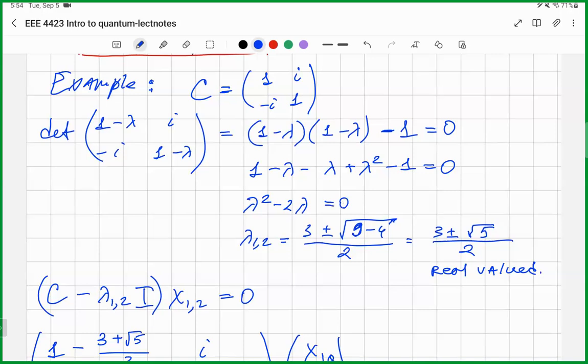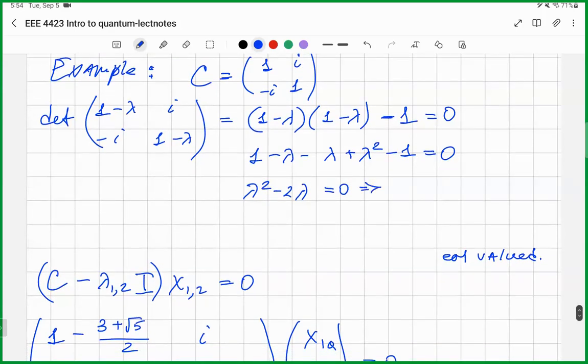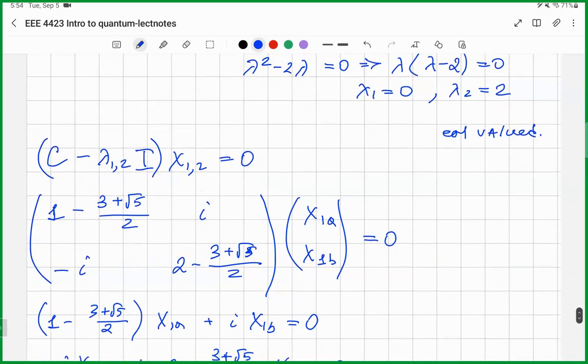Okay, for this problem, it's much easier to demonstrate the point. I can factorize this one like lambda times (lambda minus 2) equal to 0. It means that lambda 1 equals 0 and lambda 2 is equal to 2. Yeah, they are still real valued, but much simpler to represent. I don't know why I put that 2 before. All right, so now it's much easier to represent.